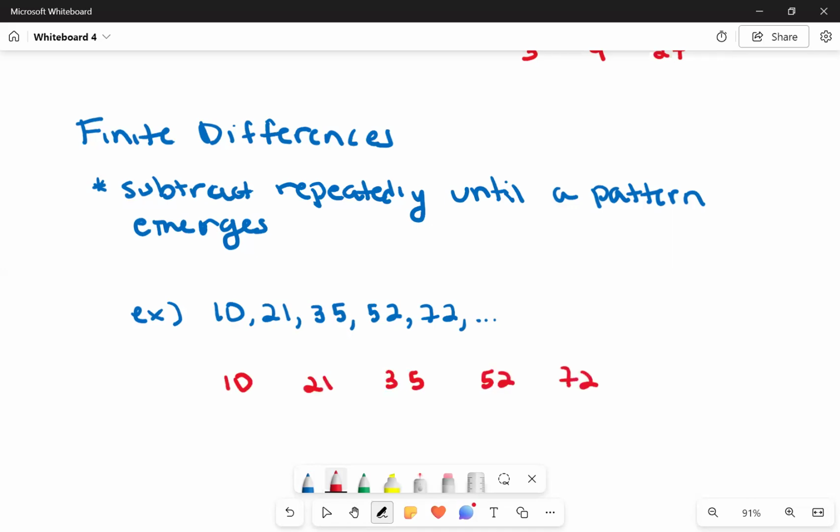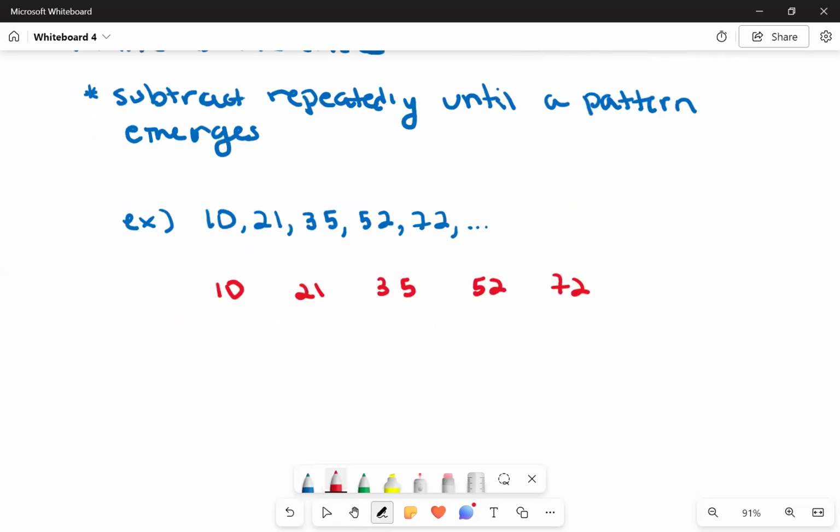And here's what I'm going to do: I'm going to repeatedly subtract. The difference between these two is 11. The difference between these two is 14. The difference between 35 and 52, I'm going to use my calculator, I came up with 17. The difference between 52 and 72 is 20.